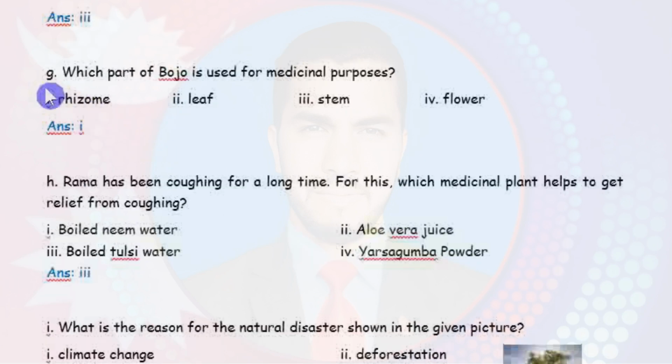Now, question number G, multiple choice question number G. Which part of bozo is used for medicinal purposes? The part of bozo which is used for medicinal purposes is rhizome.